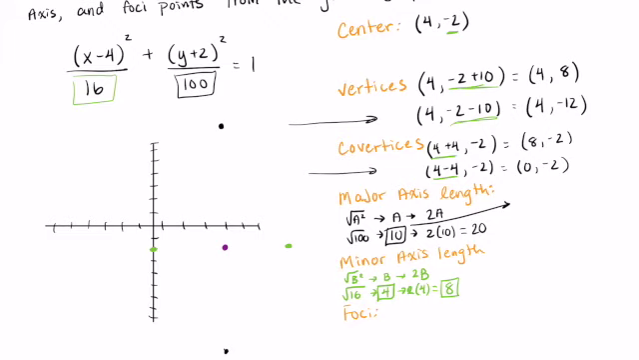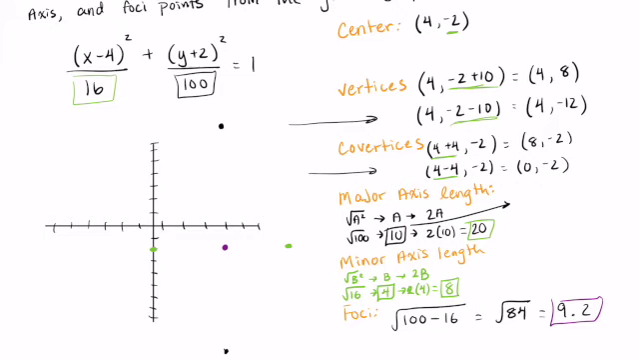So now, I've already found my center, my vertices, my co-vertices, my major axis length, my minor axis length. All I have to do at this point is find my foci. I'm going to do that by taking the square root of my larger denominator minus my smaller denominator. That's going to give me the square root of 84. And I know the square root of 84 is going to be around 9, I'm guessing 2, maybe. Now I have to check myself, the square root of 84 is 9.2 if we round.